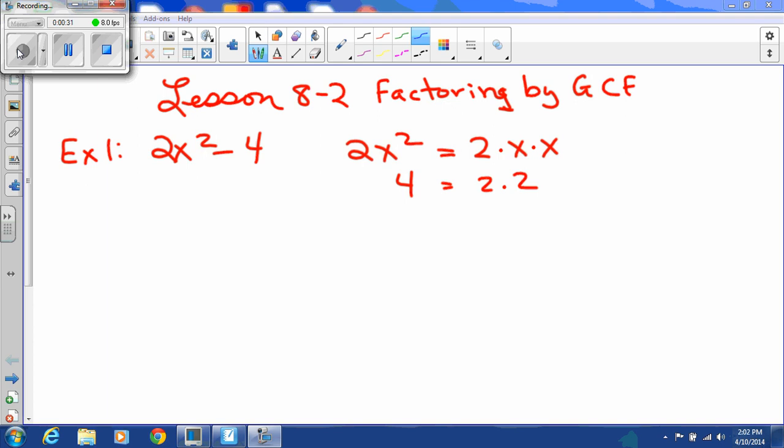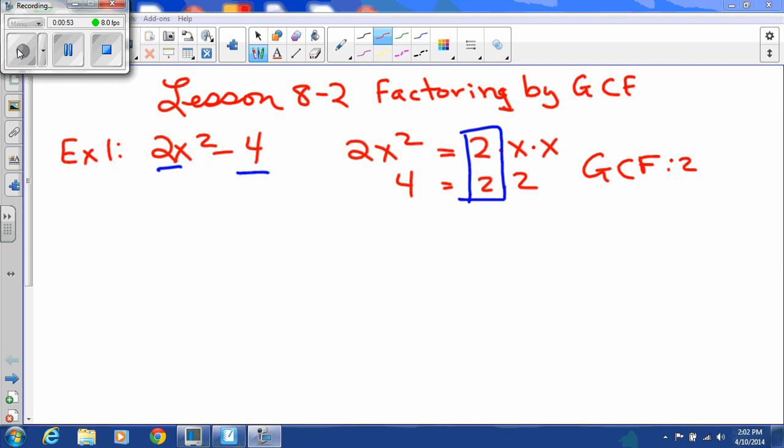I've already factored the terms 2x squared and 4. I broke 2x squared apart into its prime factors, 2 and x and x. 4 we know can be factored into 2 times 2. Therefore, the GCF of these two terms is 2. Now remember, we're going to undo the distributive property.